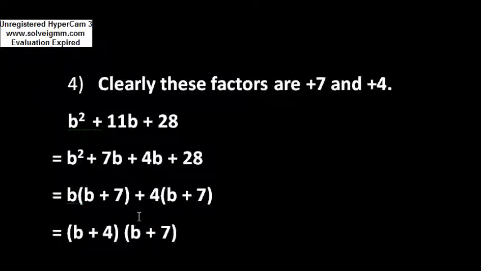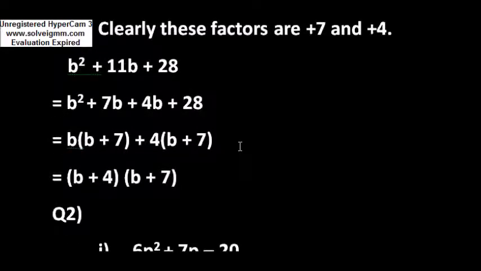Now again, by the same method, we are applying type 1 here. In the first two terms, b is common, and in the next two terms, 4 is common. So, in the last step, the factors are b plus 4 and b plus 7.